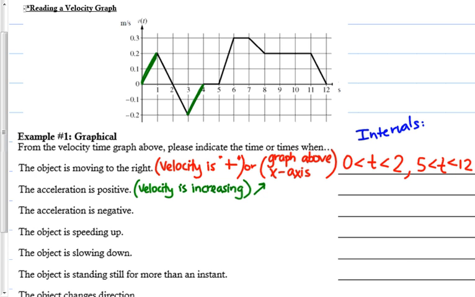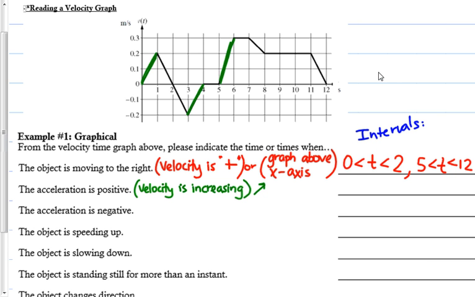And then flat. And then increasing again. And then flat. And then decreasing. And then flat again. And then decreasing again. So that's it. Only at those 3 intervals.